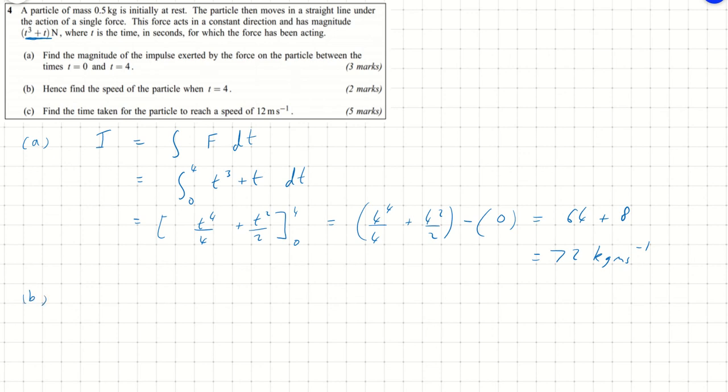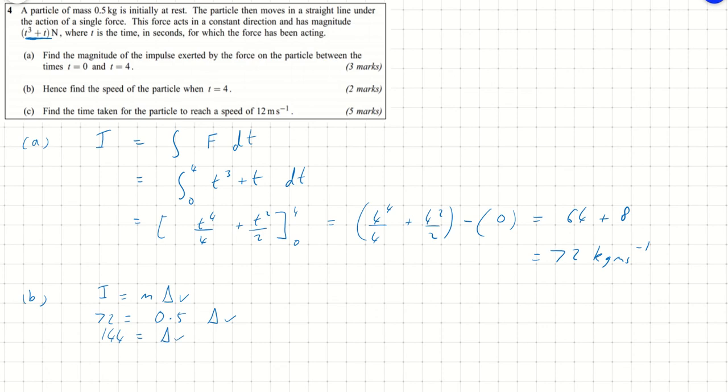Okay. For part B, it asks us to find the speed of the particle when t equals 4. Well, there's another formula for impulse. Impulse equals mass multiplied by the change in velocity. Well, we've just worked out that the impulse was 72, and we know the mass of the particle is 0.5. So that means the change in velocity can be worked out. 72 divided by 0.5, that is 144, equals my change in velocity.